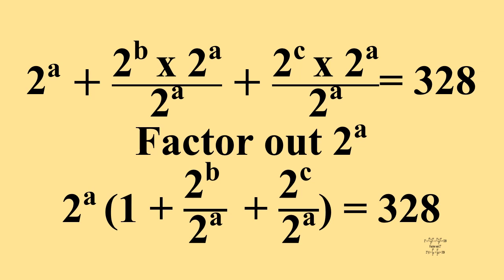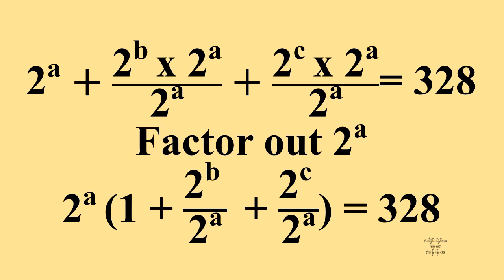Then we do the same thing to 2^c, multiply by 2^a over 2^a. So if you cancel out 2^a and 2^a, 2^c will still remain. Then now we have given all of them 2^a. They have 2^a in common now.